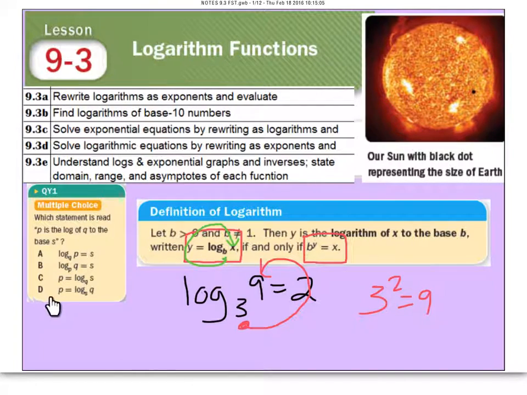Now the question here on this side, they're saying it a little bit differently. Which one do you think matches up properly? Which statement is read? P is the log of Q to the base S. Well, if the base is S, that has to be this little base right there. So it actually ends up being letter D. But let's look and see why. Because it says P is the log of Q to base S. So there's a different way you can actually say it.